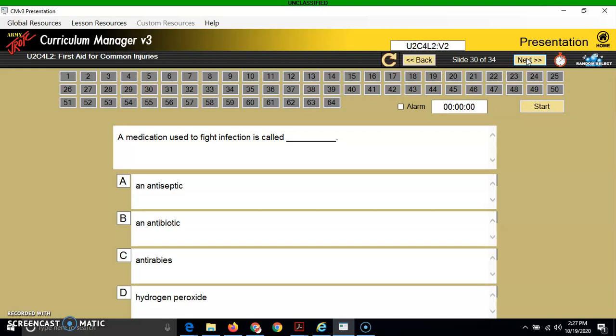Medication used to fight infection is called an antiseptic, an antibiotic, anti-rabies, or hydrogen peroxide. And if it's fighting an infection, it's a B, antibiotic. Hydrogen peroxide is a virus or bacteria killer, a killer of viruses, an antiseptic cleaning liquid, or an ointment used on cuts. And the answer to that is C. It's a good antiseptic cleaning liquid to help you clean out injuries and wounds.